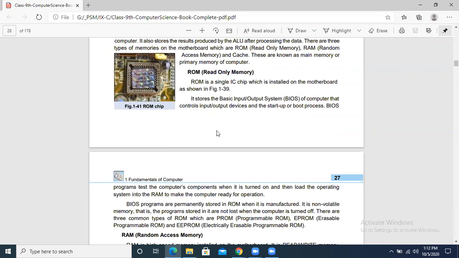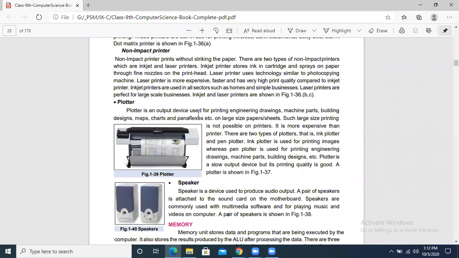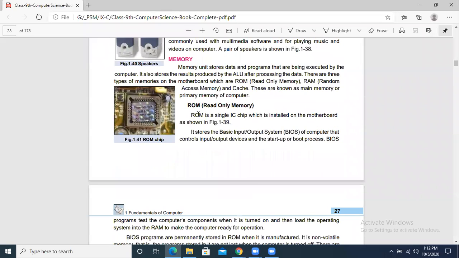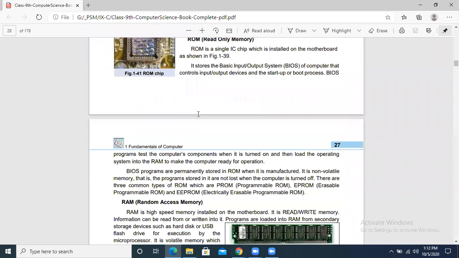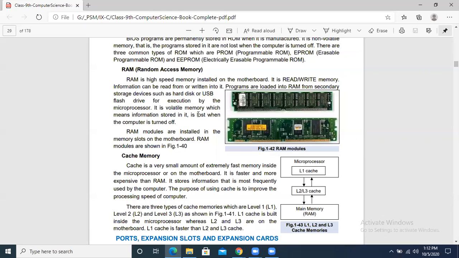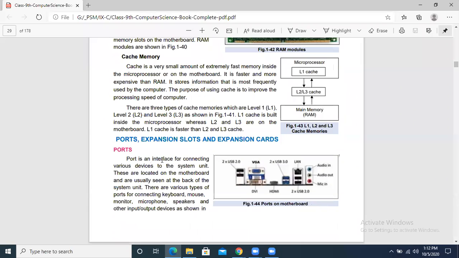Okay, fine. So afterwards, you will see that the memory devices are there: random read-only memory, random access memory. The questions can come from these things as well. Cache memory is a very important question.